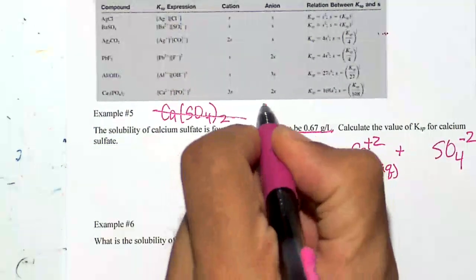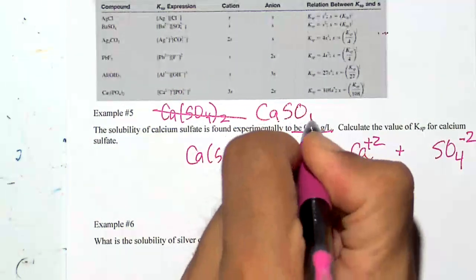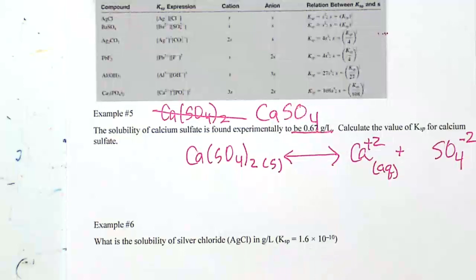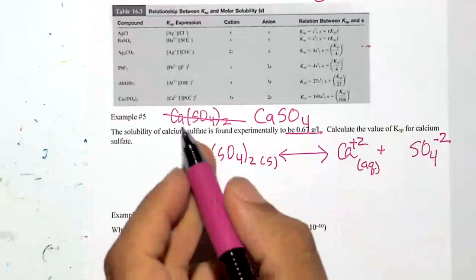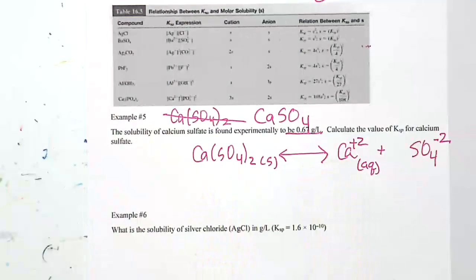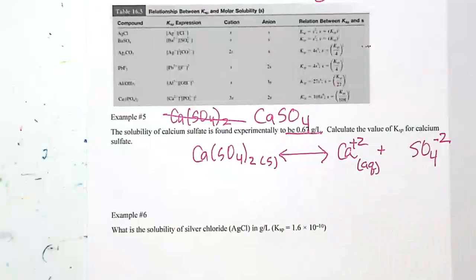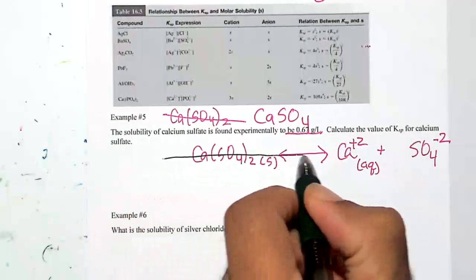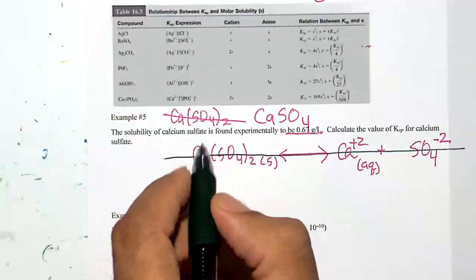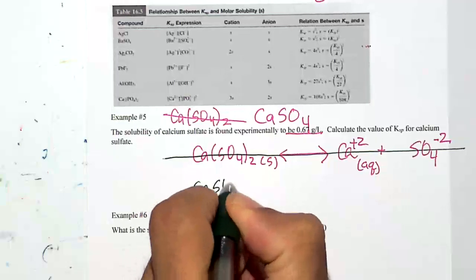Oh, I'm sorry. I gave you the wrong formula for calcium sulfate. Okay, this is the formula for calcium sulfate. I was wondering what's going on here. So the formula for calcium sulfate is CaSO4. Calcium is +2, sulfate is -2. So let's rewrite this again, because now I have the formula for calcium sulfate correctly.